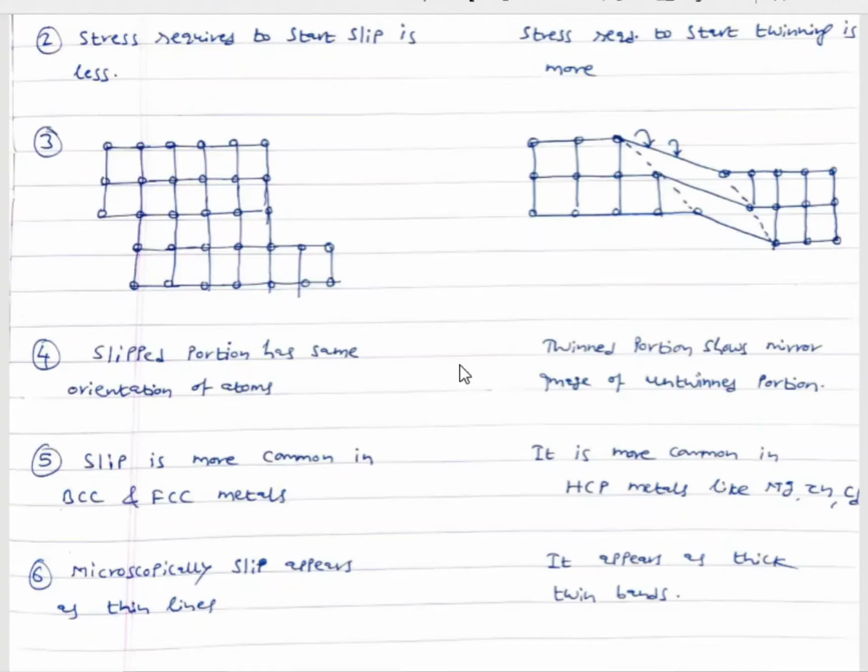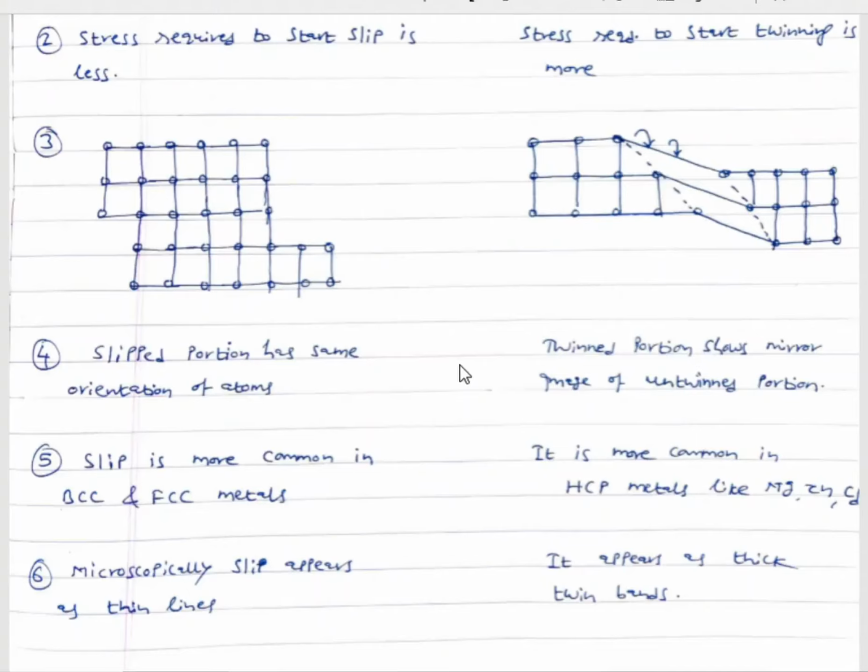Fortunately, in FCC metals like silver, copper, gold, the highest number of slip planes and slip directions are available. That's why the possibility of plastic deformation by slip is more, or you can say slip can take place easily in FCC metals, due to the presence of the highest number of favorable slip planes and slip directions. That's why FCC metals have very good plasticity, or very good ductility, like silver, copper, gold.